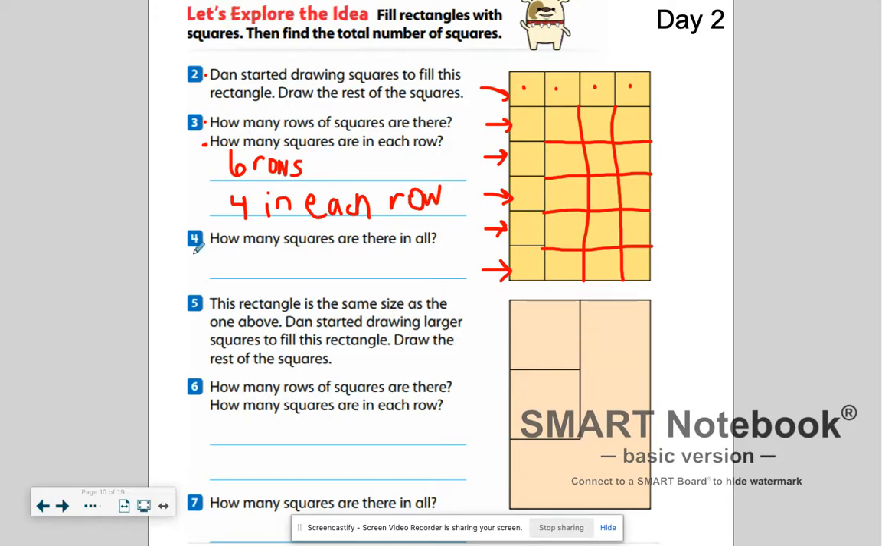Okay. Number 4 says, how many squares are there in all? So if I know this is 4, I can skip count by 4. 4, 8, 12, 16, 20, 24. Okay, so you can sing your 4 song. So there's 24 squares in all. Now remember, this keyword means we need the total.